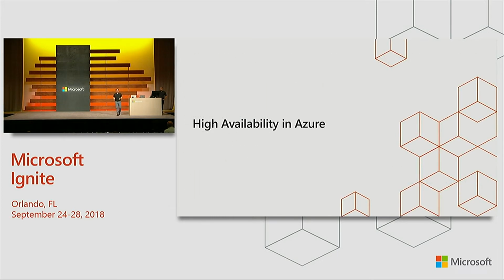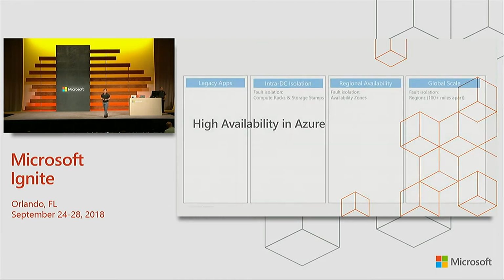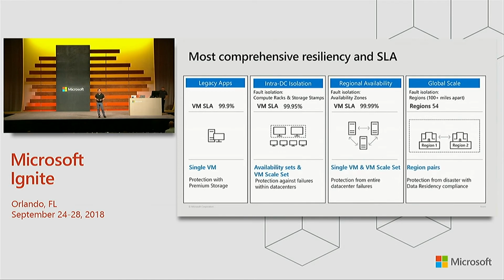So we talked about VM resiliency and what we do in order to improve the air quality. Let's talk about high availability. And in essence, high availability is all about having multiple instances of your resource, being a VM, with some sort of a fault isolation promise.